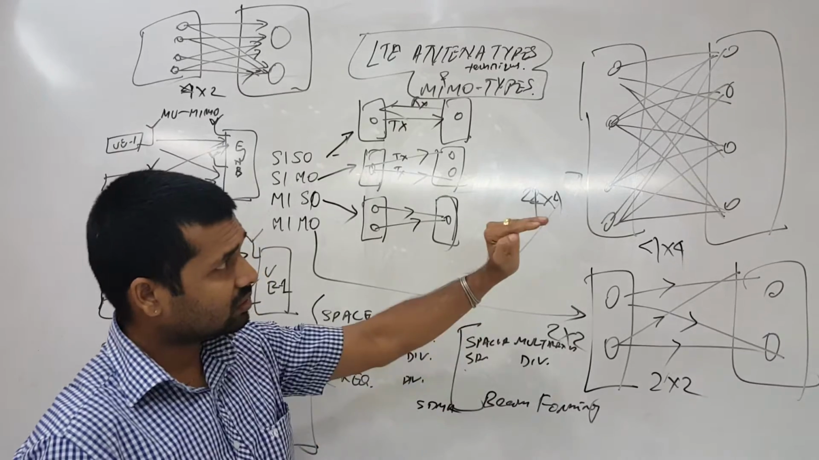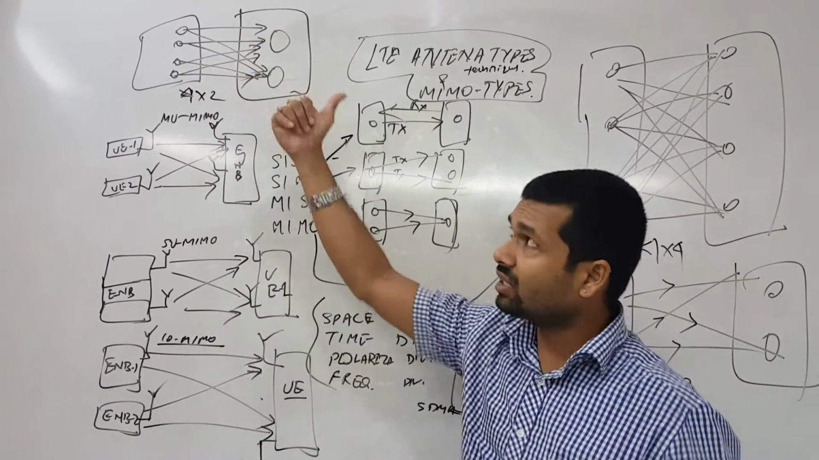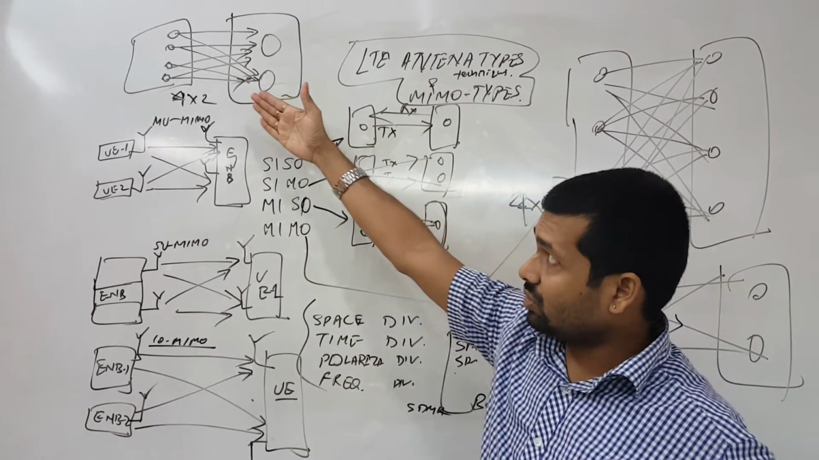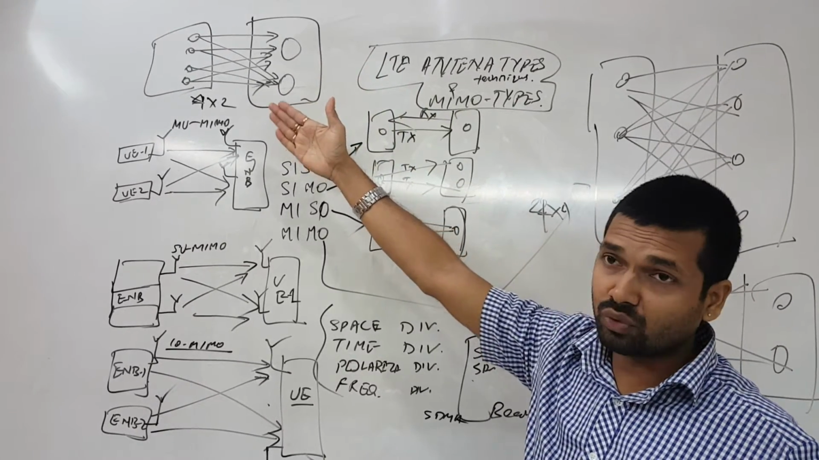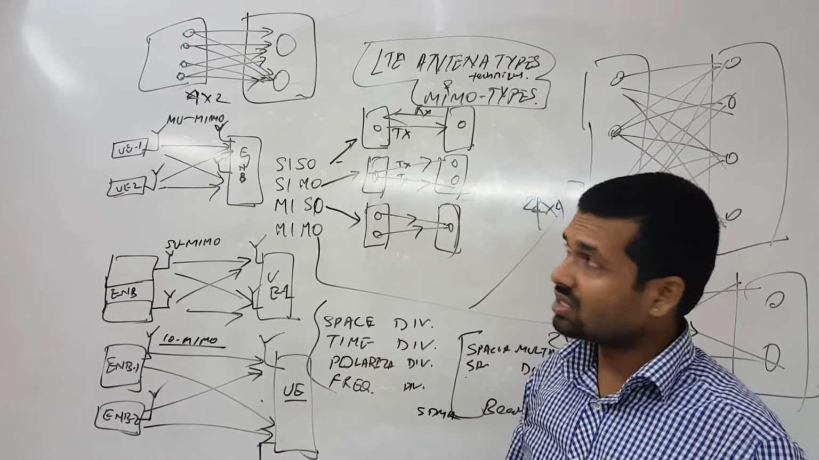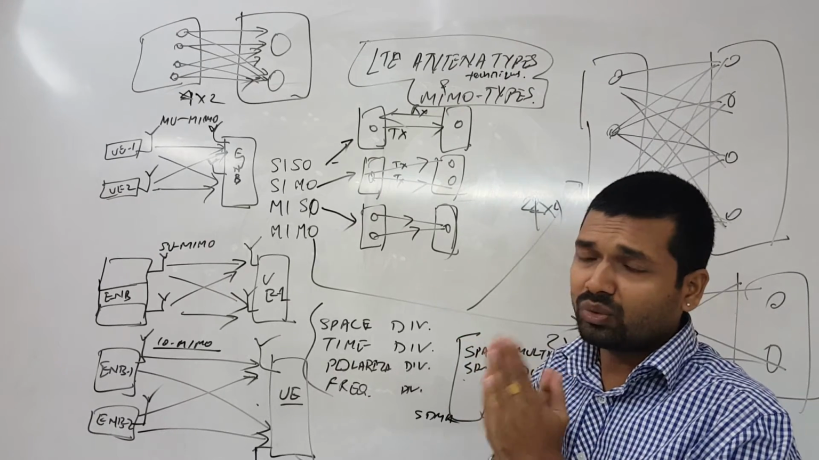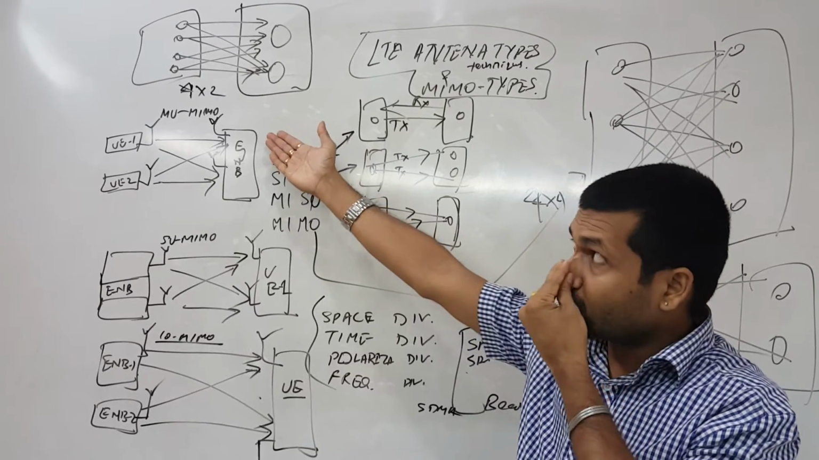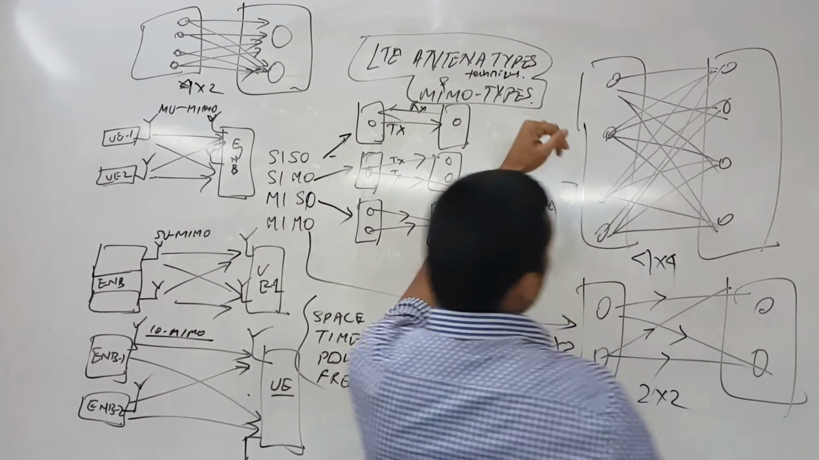Then we are having 4x2 MIMO, 4 transmitting antennas at the transmitting end and 2 at the receiving end. So we can take an example of the eNodeB, wherein we are having 4 antennas supporting, and in the handset, let's say I'm having a low-end handset, so I'm having only 2 antennas supporting in my handset. So that would be a good example of a 4x2 MIMO configuration.